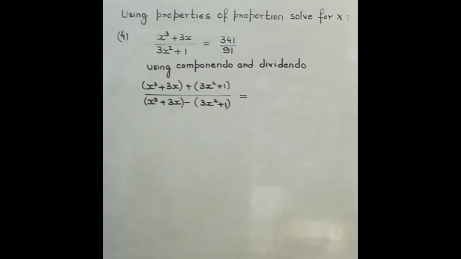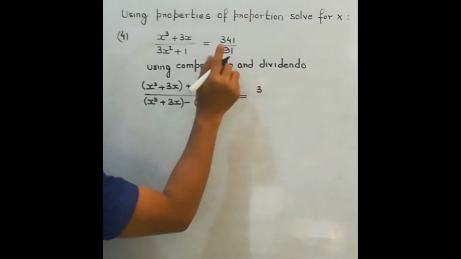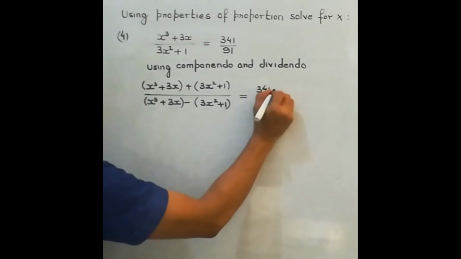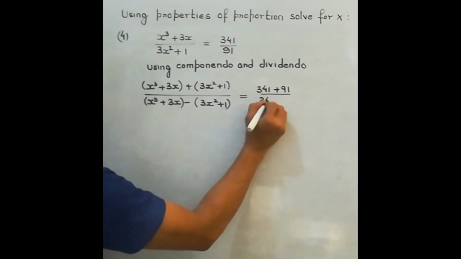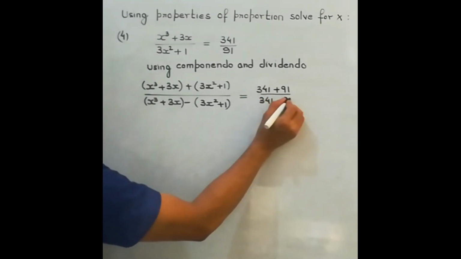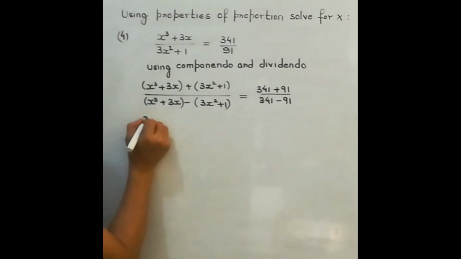So I have applied componendo and dividendo on the left side. Now I need to apply it on the right side also. So this is my numerator part, this is denominator. So numerator plus denominator upon numerator minus denominator. After applying this property, now what I will do, I will try to see what can be reduced on opening the bracket. Now if I open the bracket, let's see.